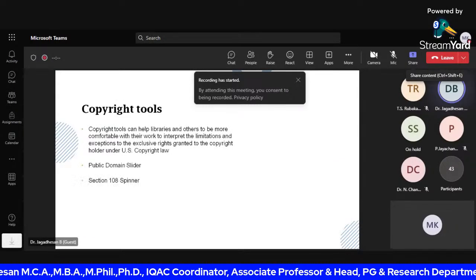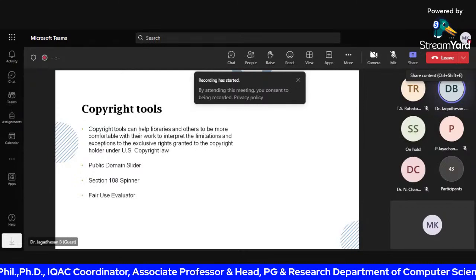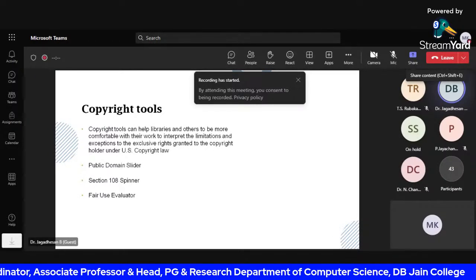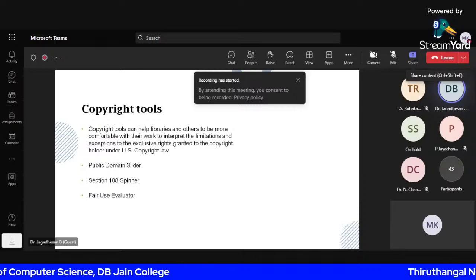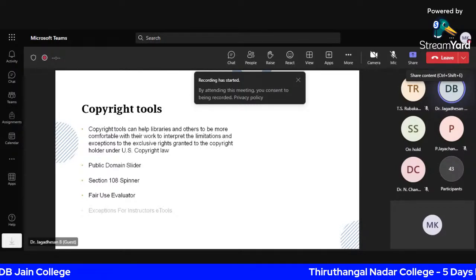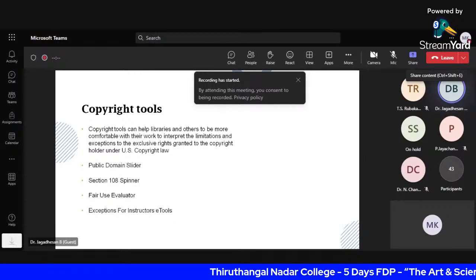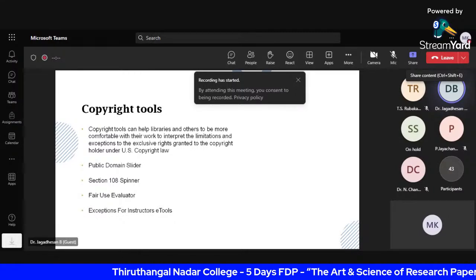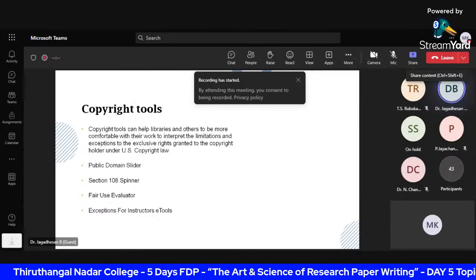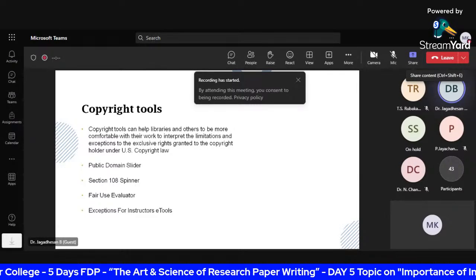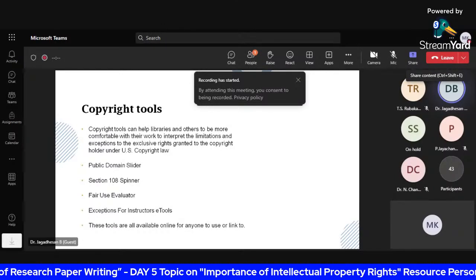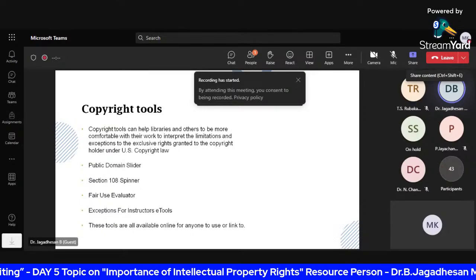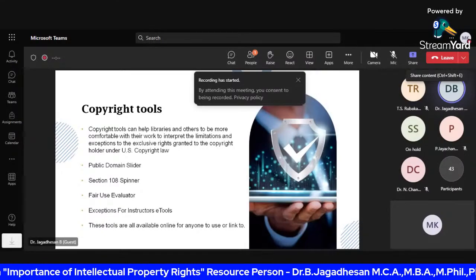Different kinds of copyright tools are available. The copyright tools can help libraries and others to be more comfortable with their work, and interpret the limitations and the exceptions to the exclusive rights granted to the copyright holder under US copyright law. There is a public domain slider, section 108 spinner, fair use evaluator, and exceptions for instructors e-tools. These are the different copyright tools. You can utilize the copyright tools and avoid copyright problems or legal issues. These tools are available online for anyone to use or link to.